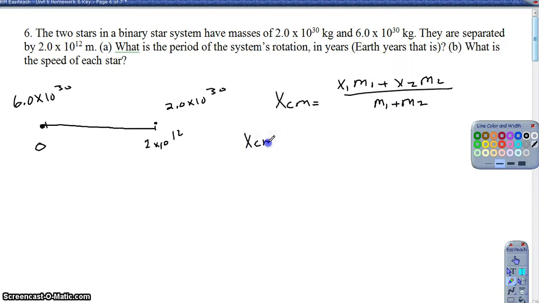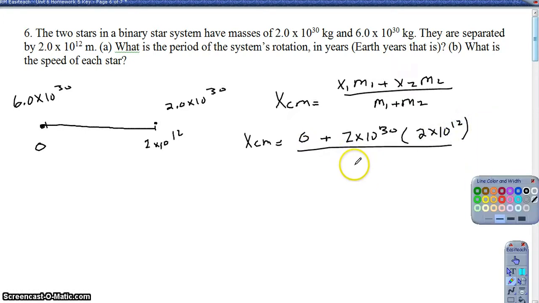As I plug in to find my center of mass, I've got my first mass, the heavy mass, times 0, so that one doesn't matter. Then plus my second mass, 2 times 10 to the 30th, times its position of 2 times 10 to the 12th. We can calculate that number, and then divide it by the total mass of the system, which is 2 plus 6, so 8 times 10 to the 30th. As I calculate this, the center of mass ends up being 0.5 times 10 to the 12th, or in other words, excuse me, 5.0 times 10 to the 11th.